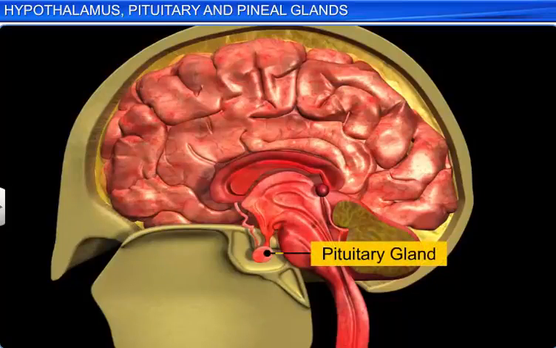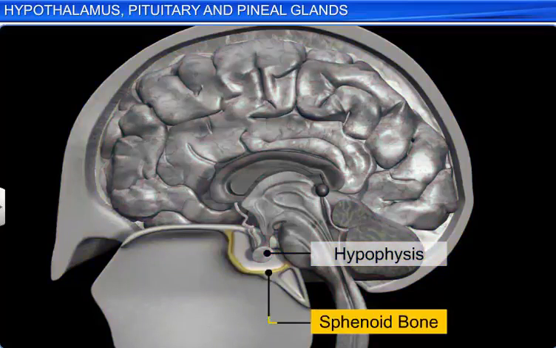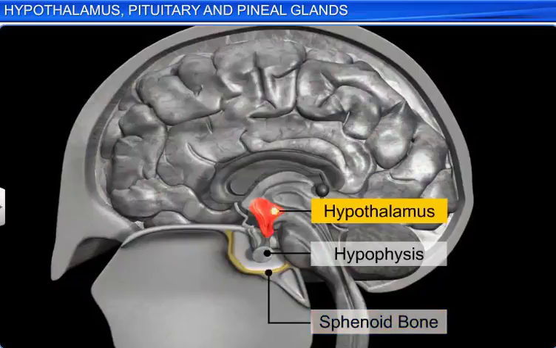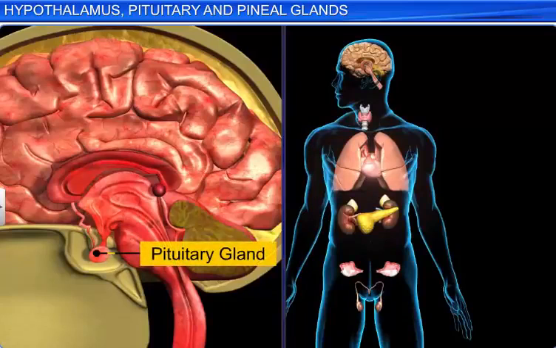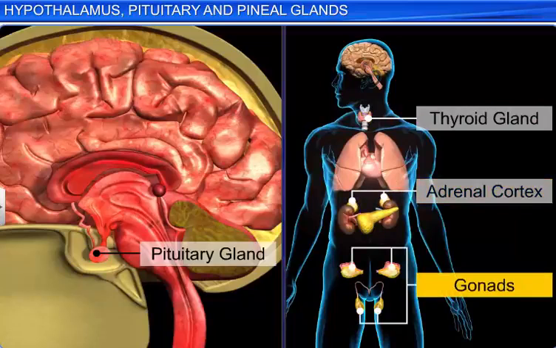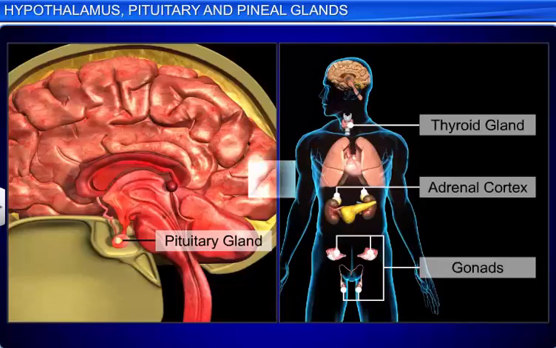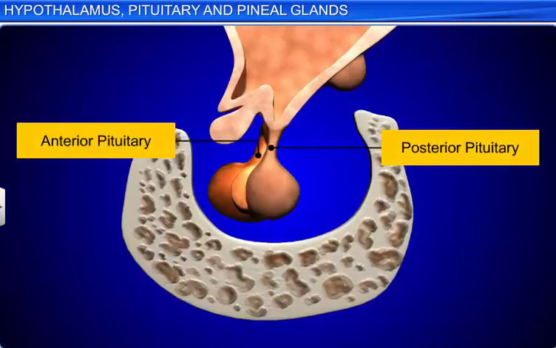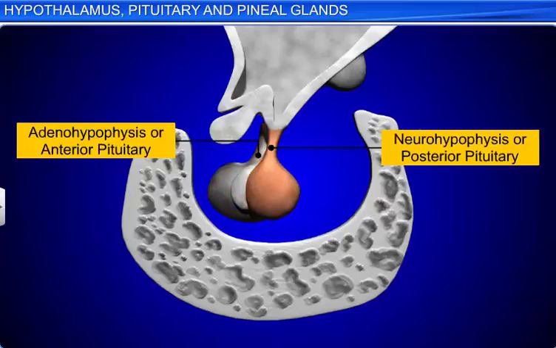The pituitary gland, which is also known as the hypophysis, lies in the sella turcica of the sphenoid bone. It is attached to the hypothalamus by a stalk. Pituitary is the smallest endocrine gland, yet it is called the master of endocrine glands because it produces hormones that control the thyroid gland, the adrenal cortex, and the gonads. Anatomically, the pituitary is divided into the adenohypophysis, or the anterior pituitary, and the neurohypophysis, or the posterior pituitary.